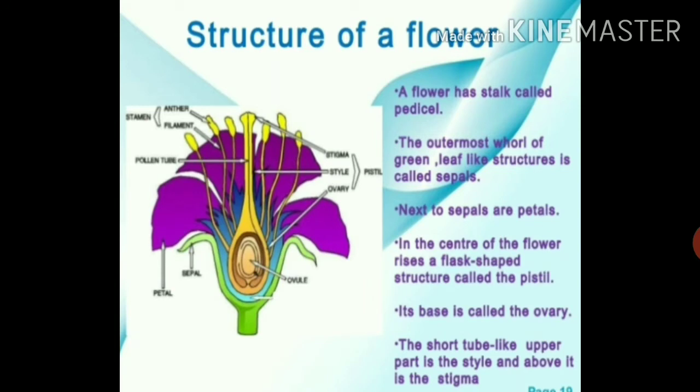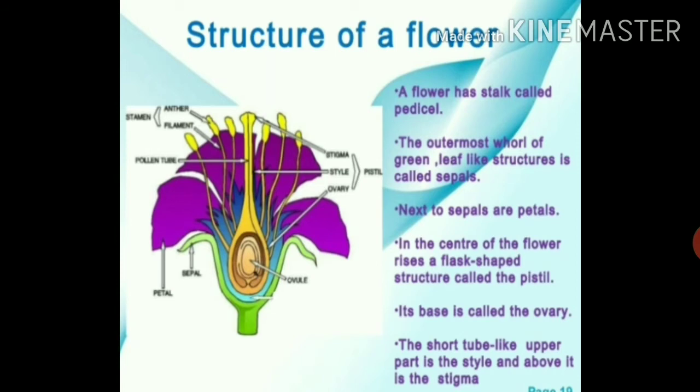Next we have sepals. Sepals are collectively known as calyx. The outermost green leafy whorl in a flower is called calyx or sepal. Sepals protect the flower at the bud stage. Sepals are the most important part in an open flower. So why are they the most important part in an open flower? Because sepals protect the flower at the bud stage. So it means that the outermost whorl of green leaf-like structure is called sepals.